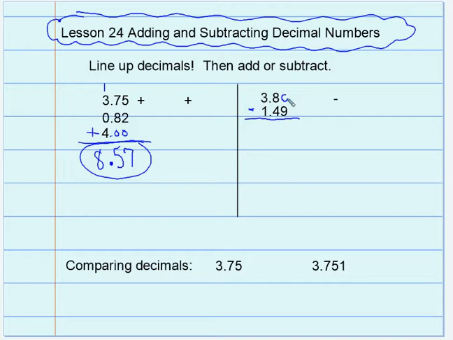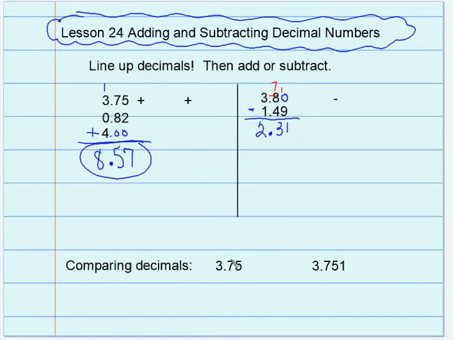So now when you subtract, you need to put zeros in there because you're going to have to borrow. So we borrow from the 8 and make that a 10. So now 10 minus 9 is 1. 7 minus 4 is 3. The decimal place stays where it was, and 3 minus 1 is 2. So the answer to this problem is 2 and 31 hundredths.